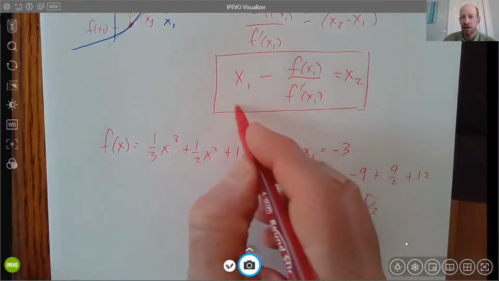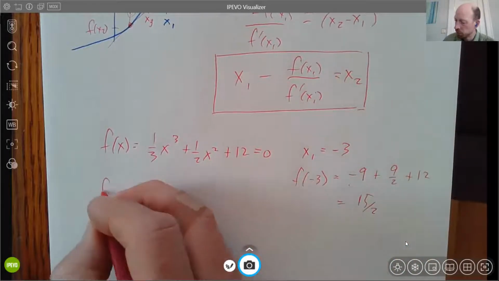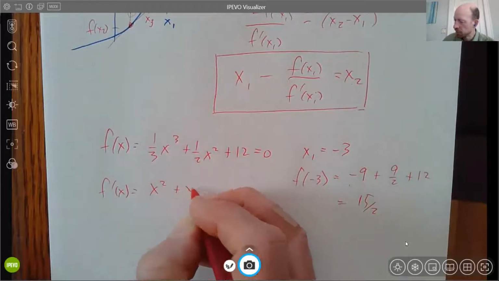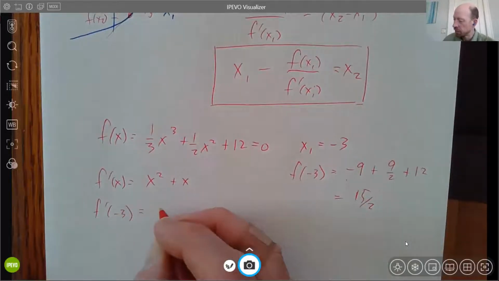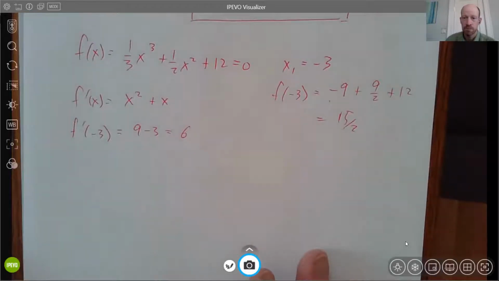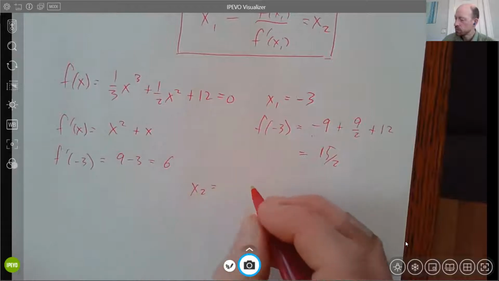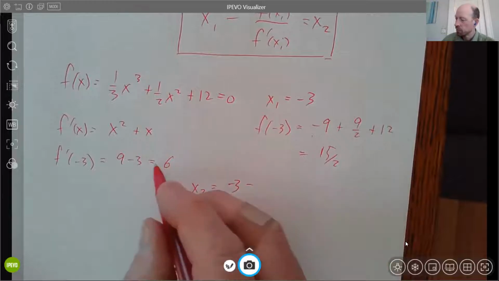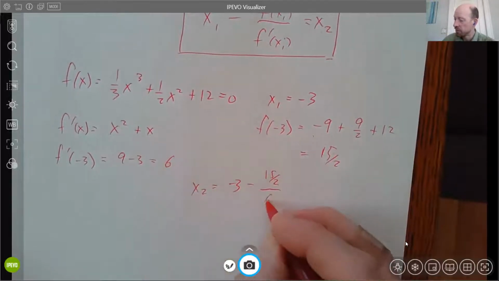So I need to figure out these, right? I just found f of x1. I need f prime of x1 too. So x squared plus x. It's relatively nice. F prime of -3 is going to be 9 minus 3, which is 6. So in order to figure out what x2 is, I take -3, and then I take minus 15/2 divided by 6.